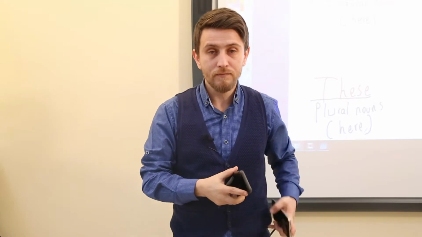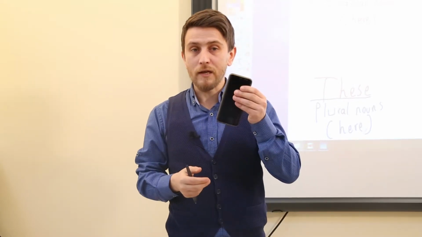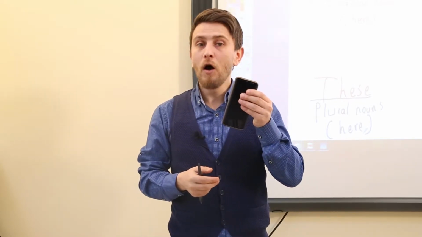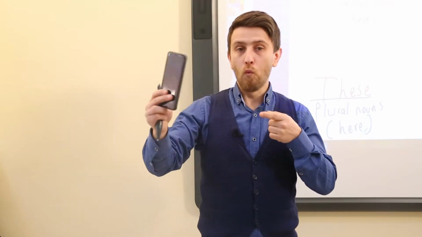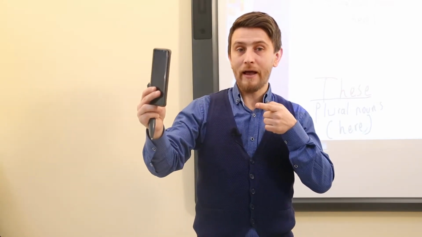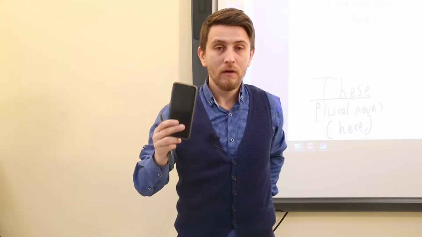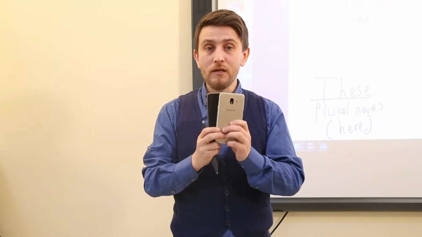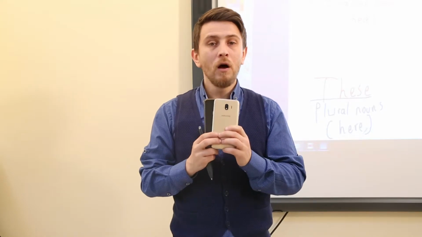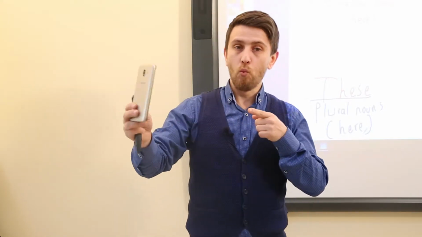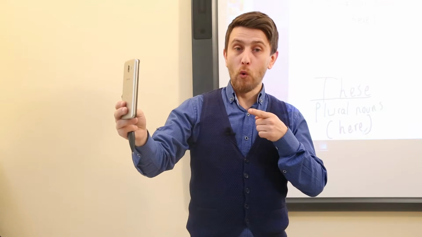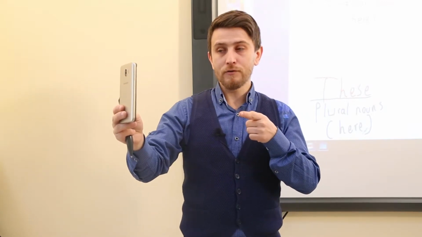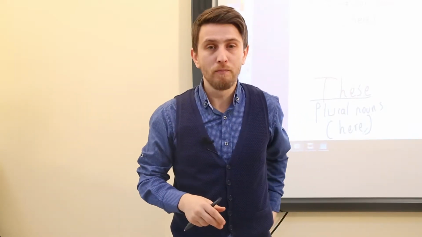Let's repeat it. What's this? This is a mobile phone. What's that? That's a mobile phone. And plural forms, what are these? These are mobile phones. What are those? Those are mobile phones. Let's write them on the board.